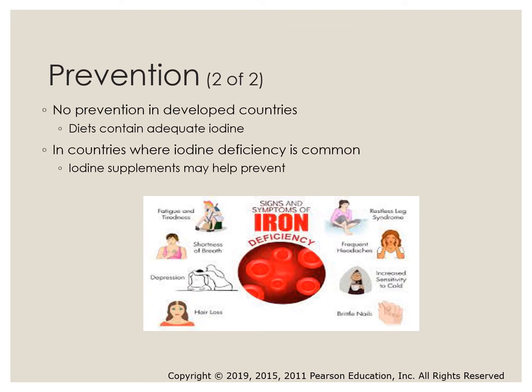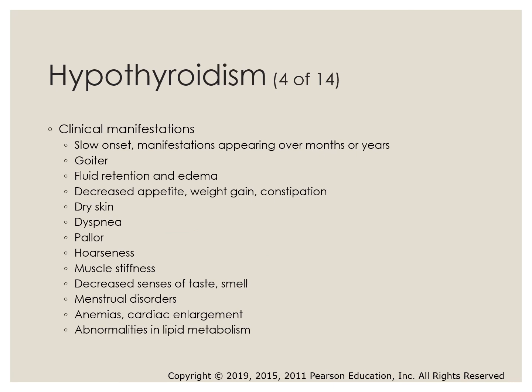Prevention. There's no prevention in developed countries. Diets contain adequate iodine. In countries where iodine deficiency is common, then it could be a problem of iodine in those countries. Hypothyroidism clinical manifestations. The onset is slow, appearing over months. I probably dealt with mine for about a year and a half before they were able to diagnose me. I had the fluid retention, the edema, and I still have some of that in my feet. Decreased appetite, but gaining weight. And of course, constipation because you're not eating like you're supposed to. And it slows your peristalsis down as well.